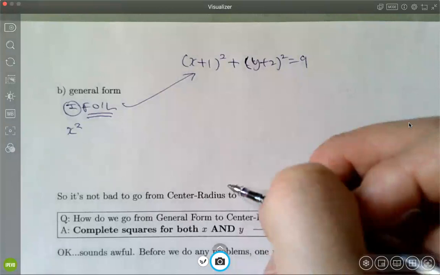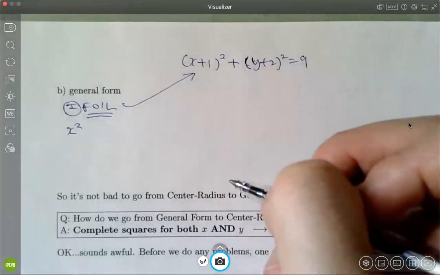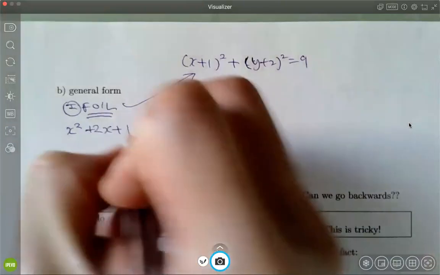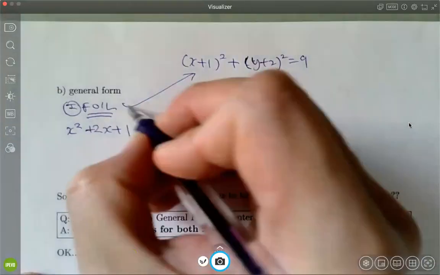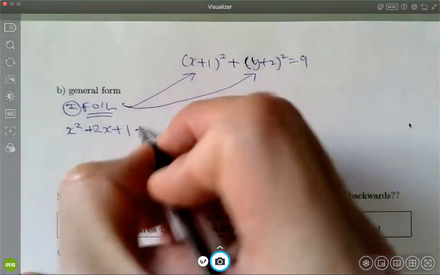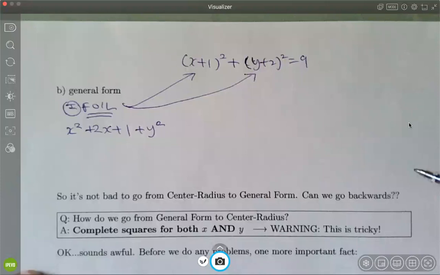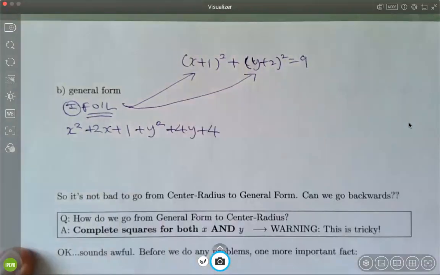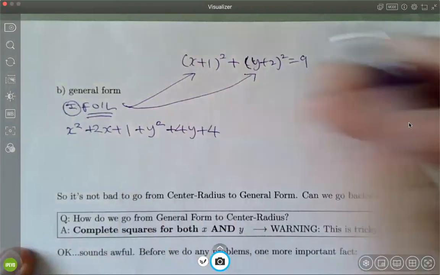Oh, not x. There's something in front of x. 2x, right? Plus x plus x plus 1. Okay, so plus 2x plus 1. And now for this, y plus 2 squared. So it's y squared, and then plus 2y plus 2y plus 4. So what do you get? Plus 4y plus 4, right? And that's equal to 9.